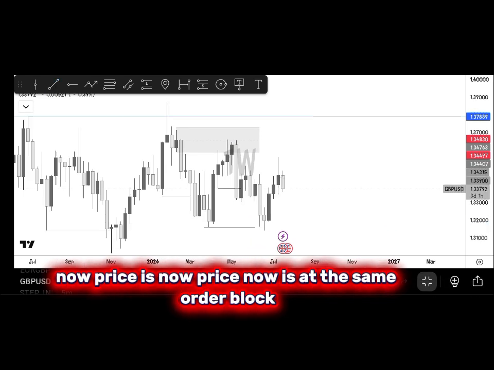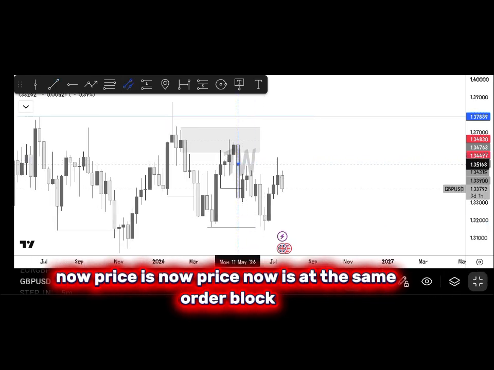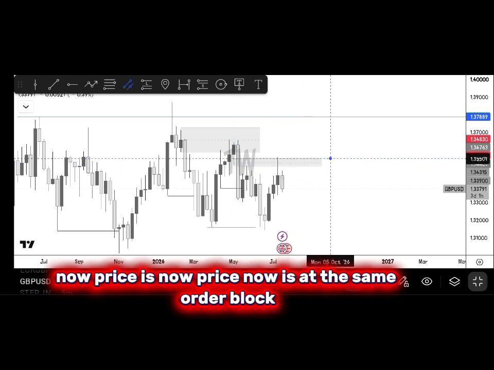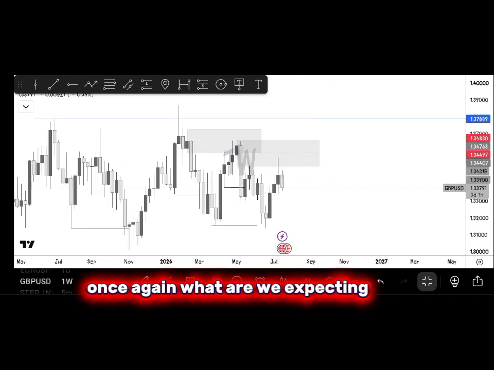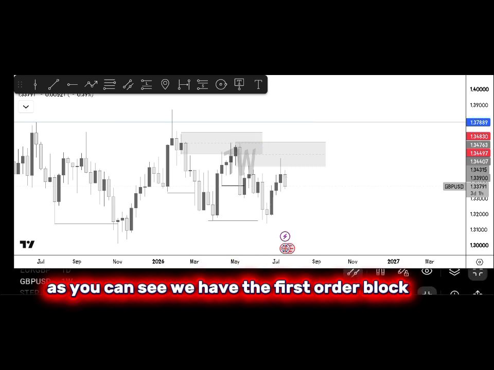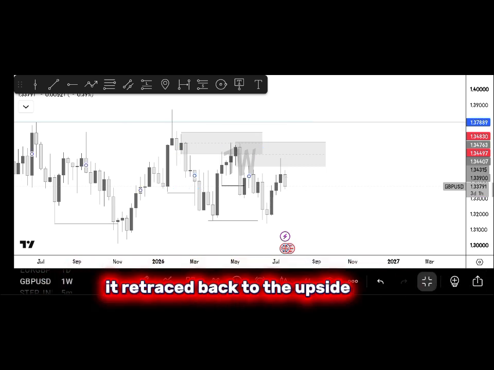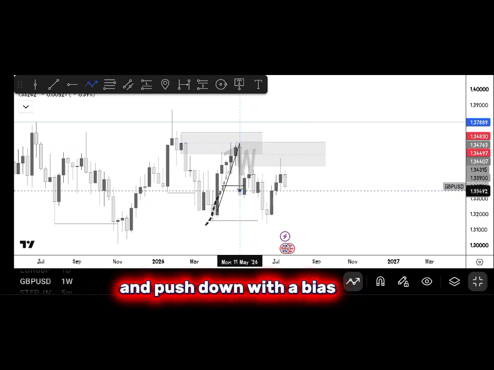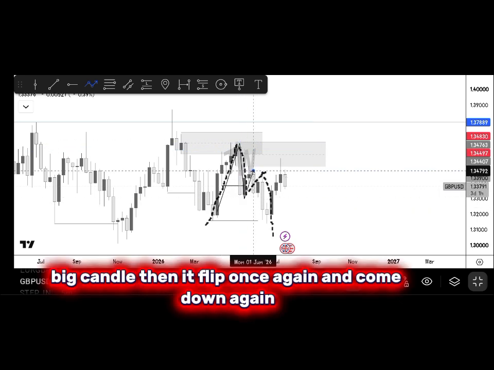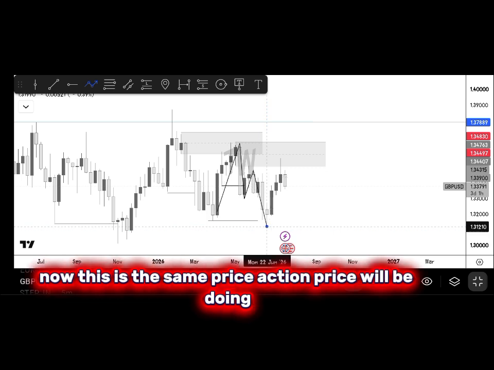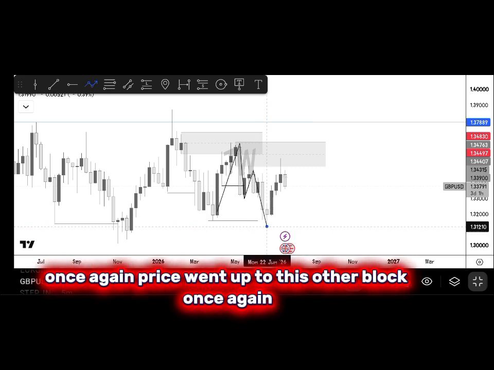Now price is at the same order block once again. What are we expecting? As you can see, we have the first order block. After price gave us this break of structure to the downside, it retraced back to the upside and pushed down with a big bearish candle. Then it flipped once again and came down again. Now this is the same price action price will be doing once again.